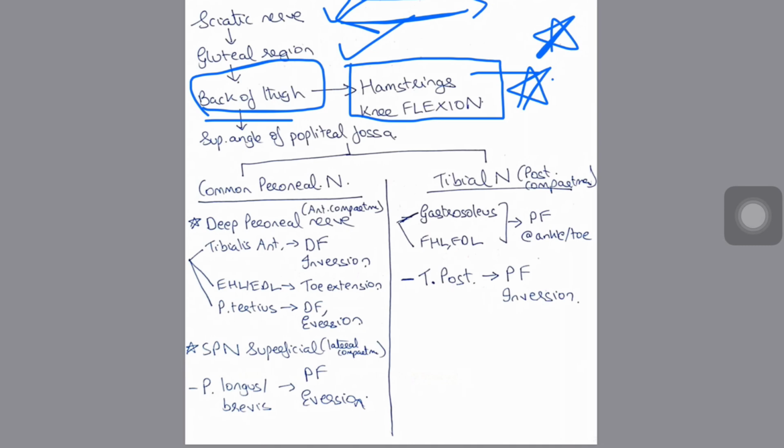Okay, so deep peroneal nerve causes dorsiflexion at ankle and toe extension. Additionally, it also causes inversion and eversion both. Okay, keep this in mind. We are going to get these clues.